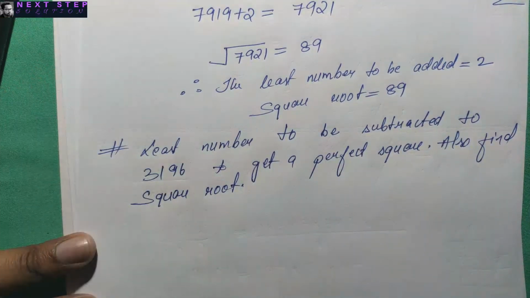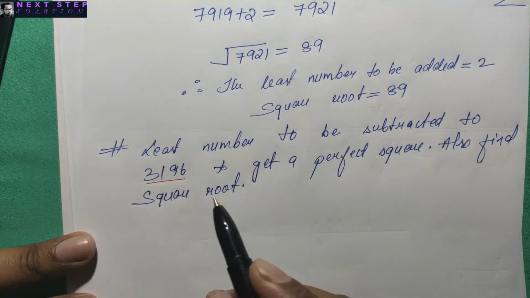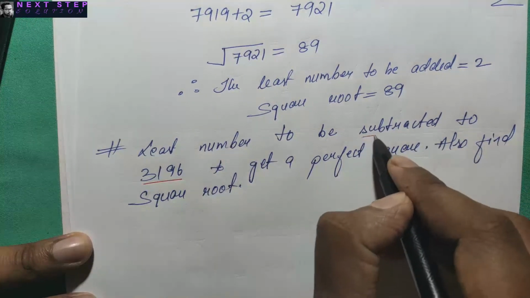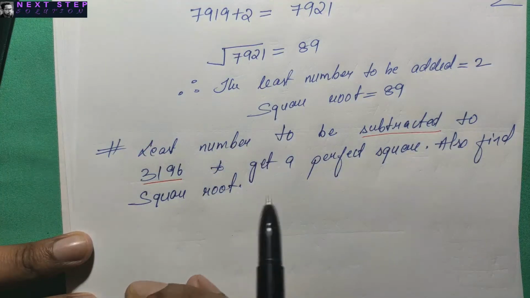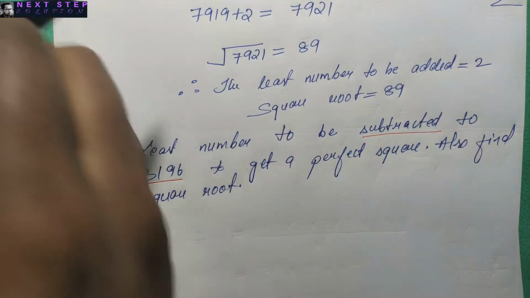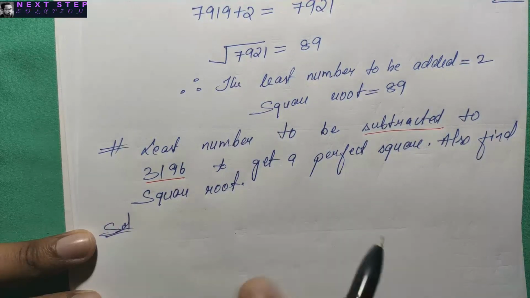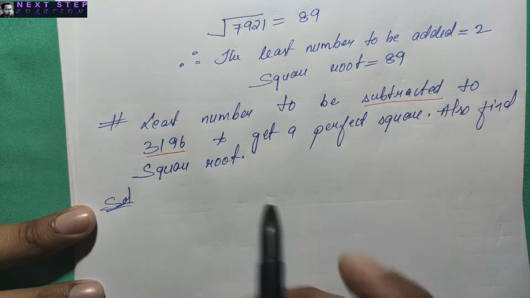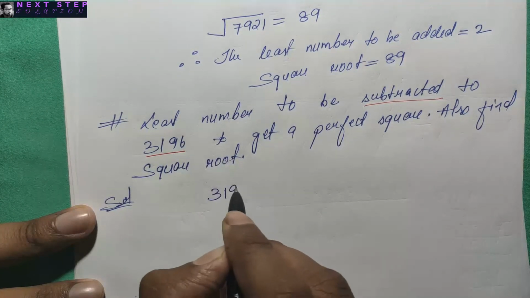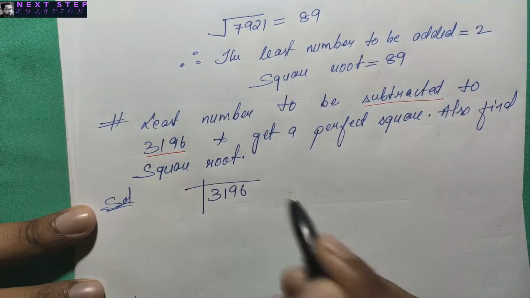Now once again, let's see the number. The number is 3196, and we are going to subtract something from it. That means we are going to make it smaller and take it to a perfect square. Now whenever we see subtracted or added, we are going to follow the long division method. So for 3196, we are going to follow the long division method.